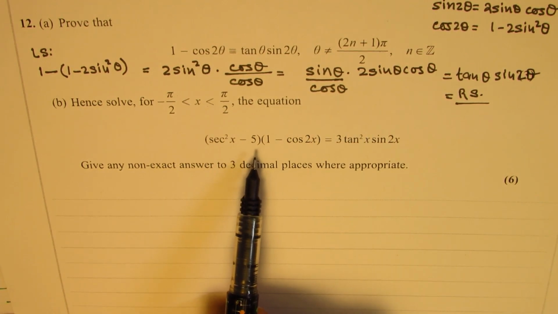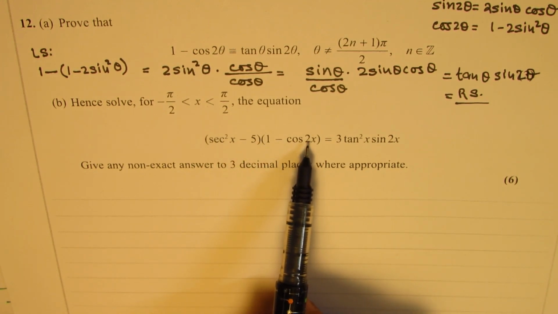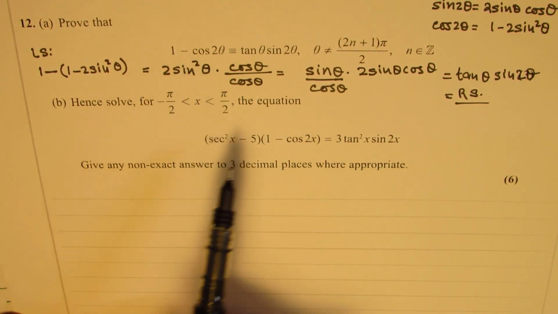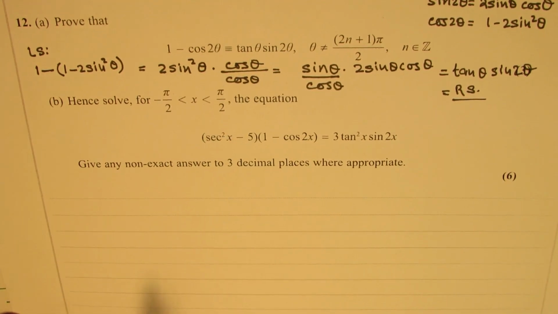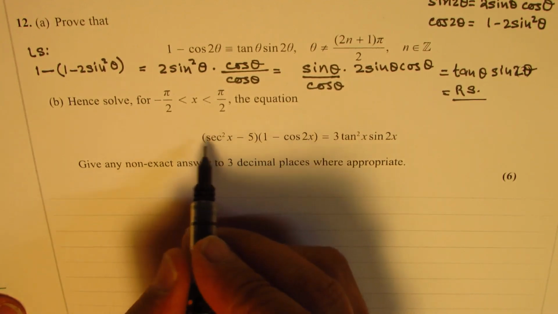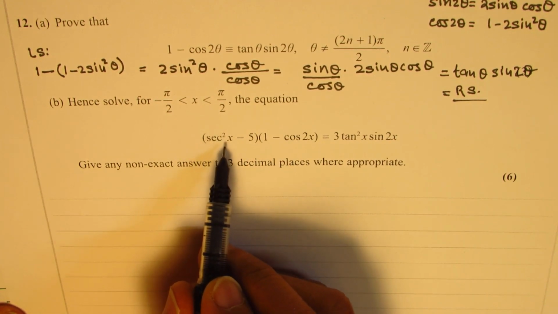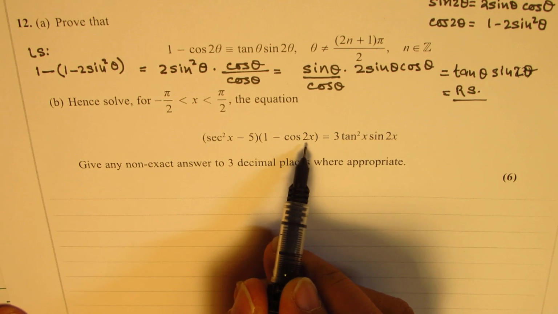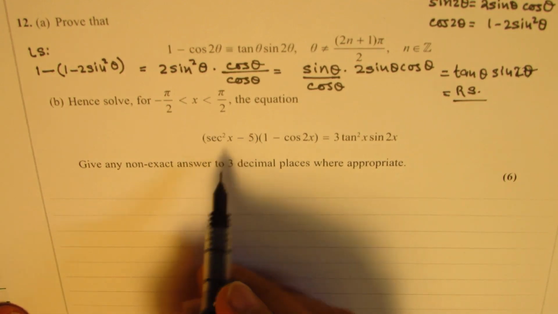Now, part 2 is we are given an equation secant square x minus 5 times 1 minus cos 2x is 3 tan square x sine 2x. Now, we already know that 1 minus cos 2x is tan theta sine 2 theta, right? So we can rearrange this, and we can write everything in terms of tan. Secant square x, secant can be written in terms of cosine, right? And 1 minus cos 2x we will write as tan x sine 2x, correct? So let's do this right here.